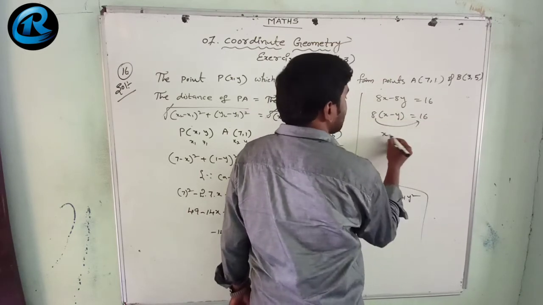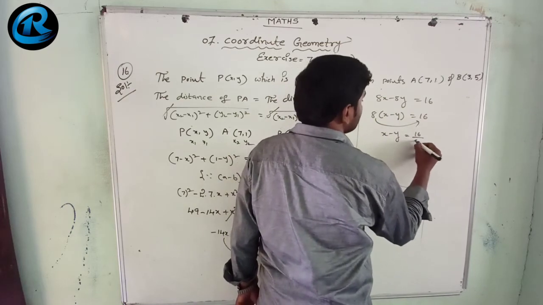This 8 we transfer this side, x minus y equals 16 by 8.